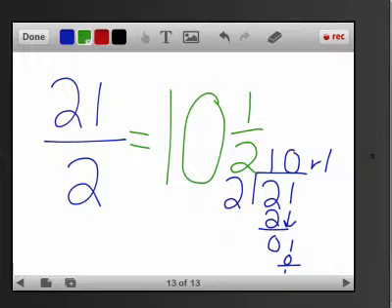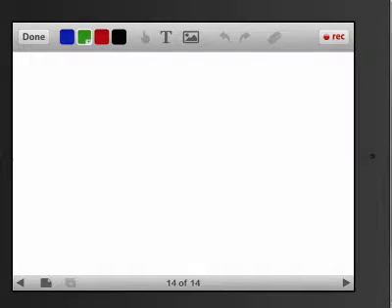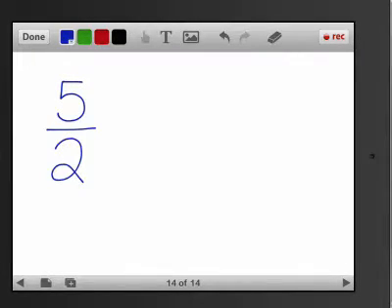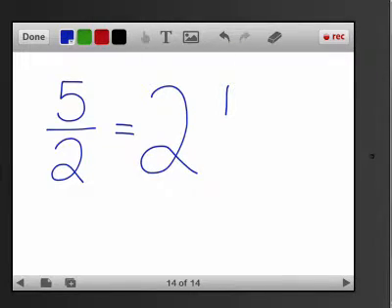Let's take a look at another one. I really want you to know how to do this so we're ready to go tomorrow. If I have the fraction of 5 halves, how would I change that into a mixed number? I have to think how many 2's are in 5. You might already be able to do that in your head. 2, 4, I can't do any more. So that would be a whole 2. And I have 1 left over, that's my remainder, over 2.